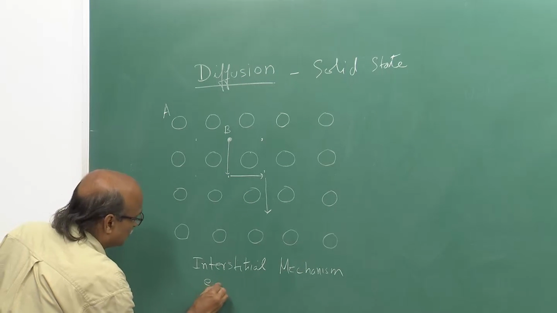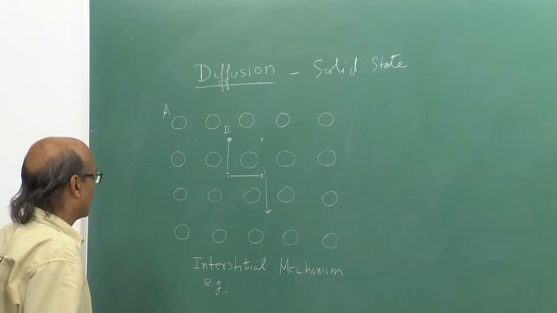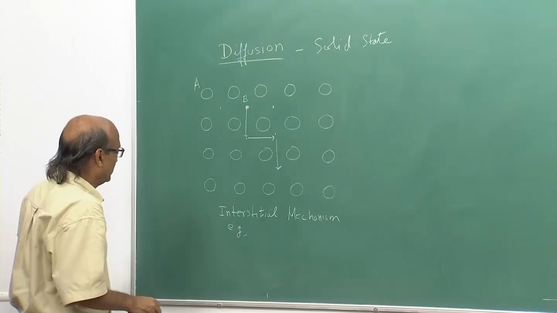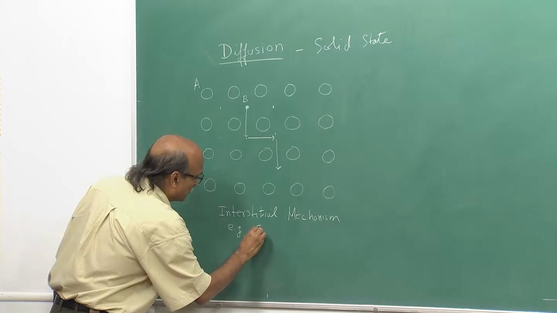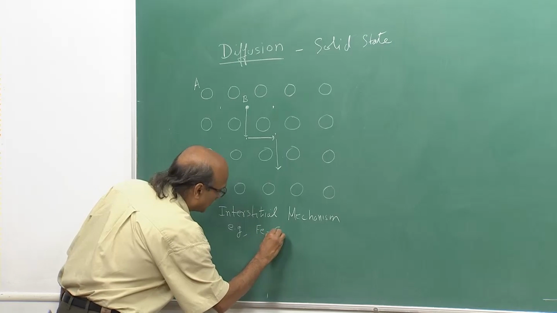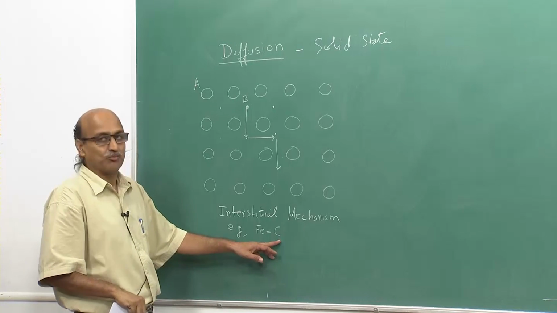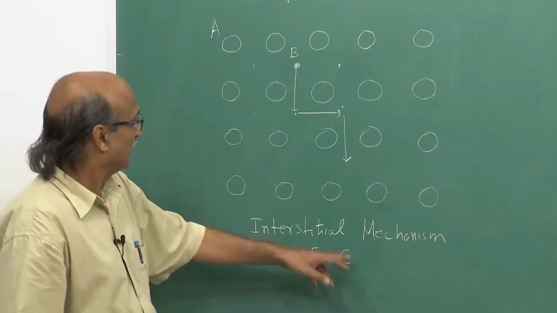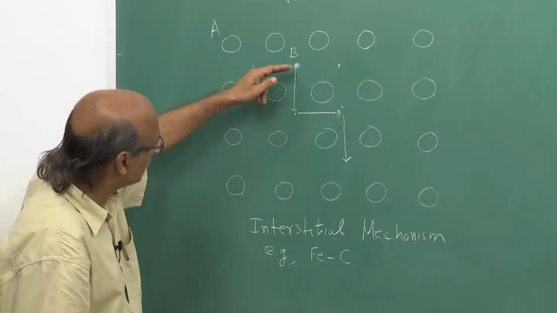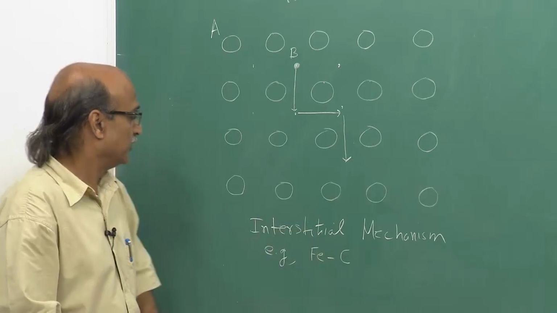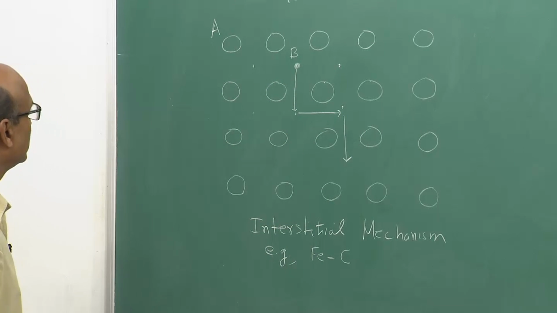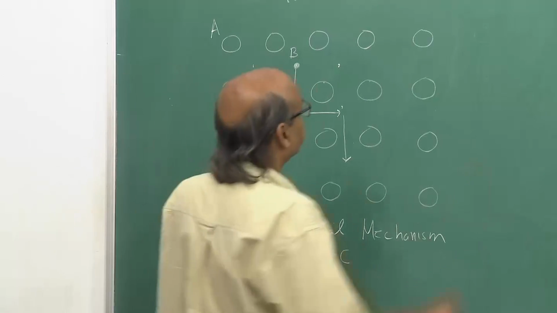One prominent example of a system where you would have an interstitial mechanism is the iron-carbon system, where the carbon atoms are a lot smaller than the iron atoms, and hence the carbon atoms can diffuse or make jumps from one interstitial site to another interstitial site.